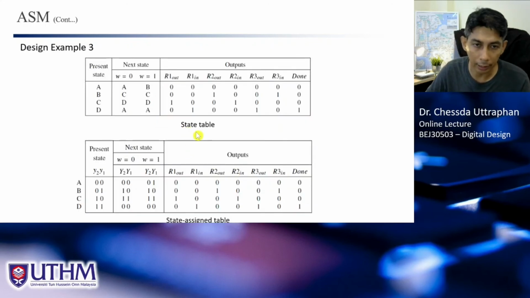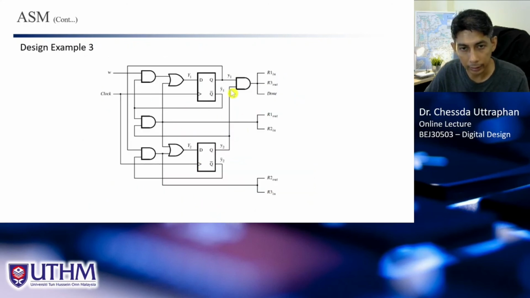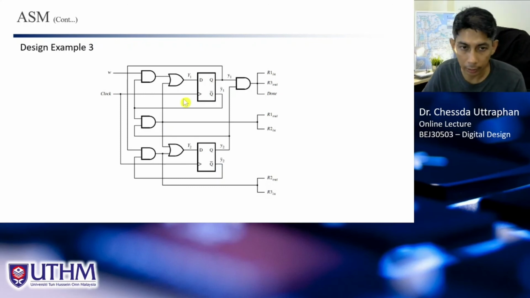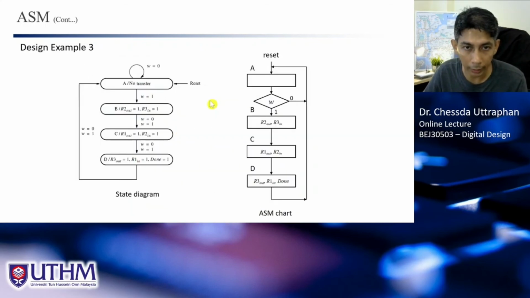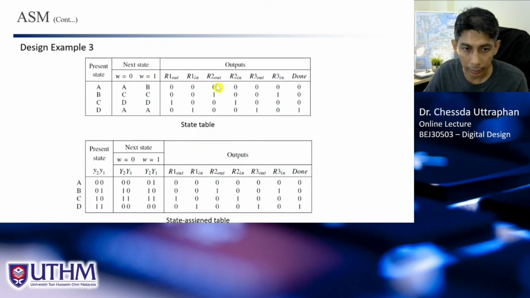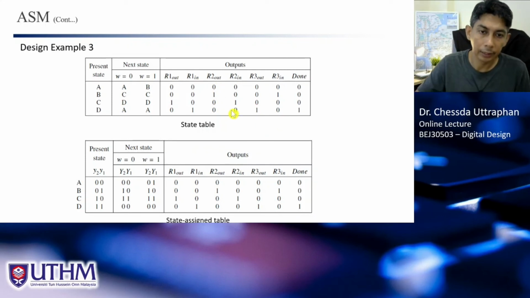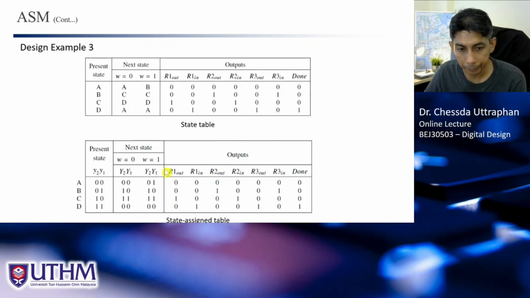And this is the state table. This is the state assigned table. This is the circuit, and done. Finished for this chapter. All right, this is for your homework also. Go back and try to understand this. And if you don't understand, you can ask me anytime, right? And we can discuss.